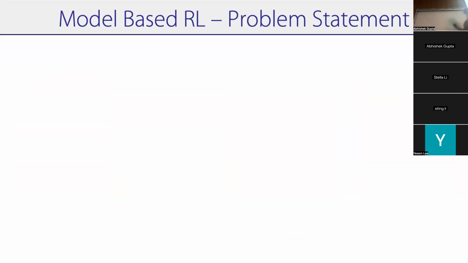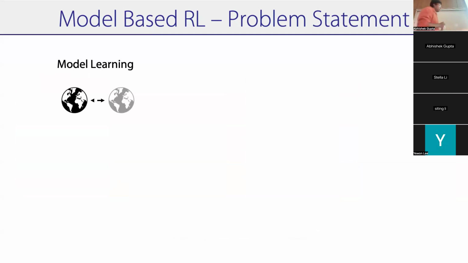So that's why I think we should do it. The reason I find most compelling is the transfer reason, but lots of people think about it for different reasons. So the general problem statement is that we're going to learn a model which approximates the world. So we're going to try and minimize some loss functions. So we're going to collect some data.